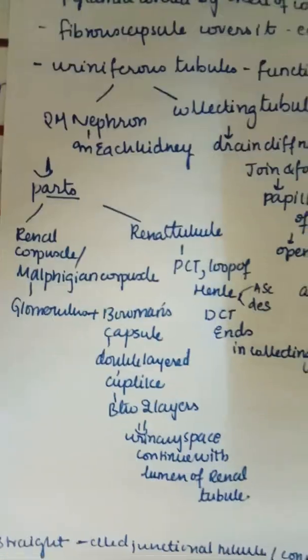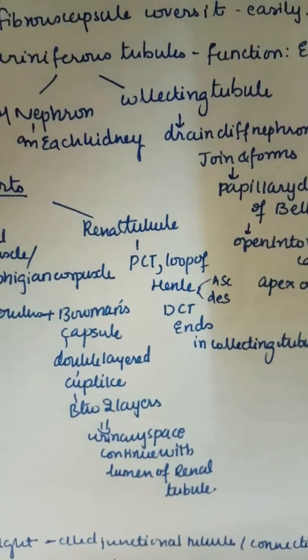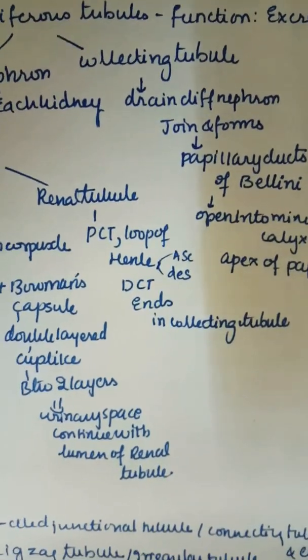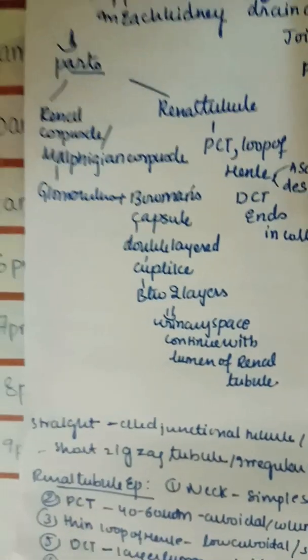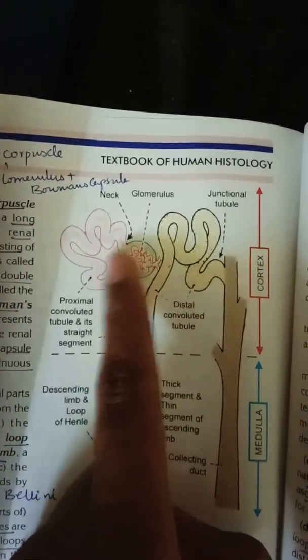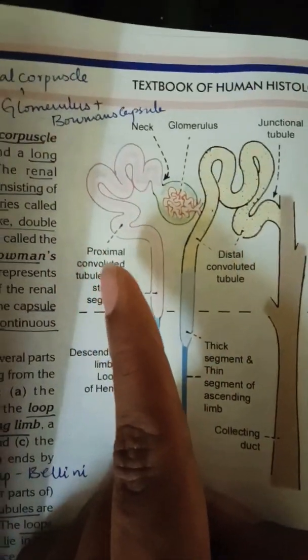So the second part of a nephron is the renal tubule. The renal tubule is further divided into proximal convoluted tubule, loop of Henle, which is again further divided into ascending part and descending part, and next one is a distal convoluted tubule, which ends mainly in the collecting tubule. So all this together form a nephron. So each nephron has a renal corpuscle, that is glomerulus with a Bowman's capsule, and they also have a renal tubule.